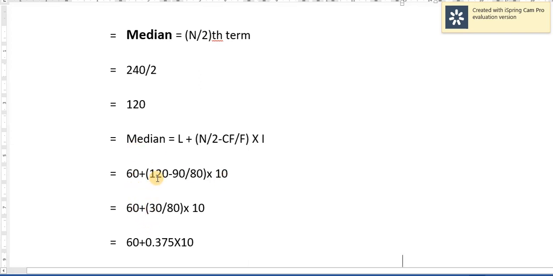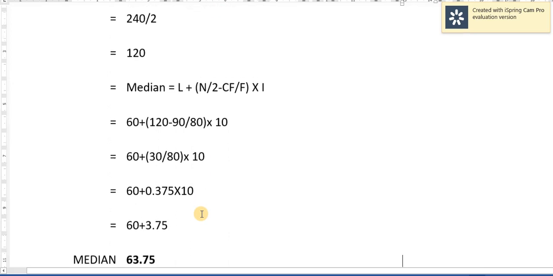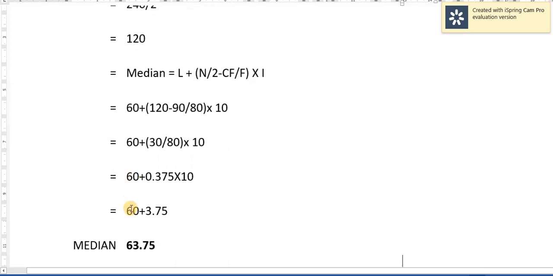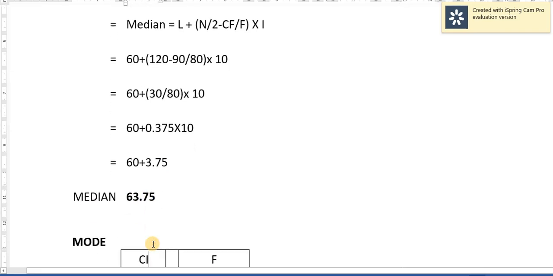Then 120 minus 90 becomes 30, divided by 80, into 10. The 60 as it is, plus 30 divided by 80 is 0.375, into 10. That is the class interval. Then again, you take 60 as it is, plus 0.375 into 10, which is 3.75. Then 60 plus 3.75, the median is equal to 63.75, almost 64.